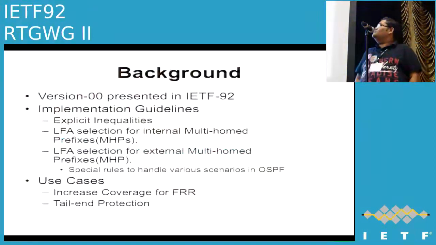So in the 00 version of the draft, we have given implementation guidelines on how to do multi-home prefixes and LFA selection for them, and we have given explicit inequalities for implementers, to facilitate implementers, as well as methods for LFA selection for internal MHPs as well as for external MHPs, because we did see some special cases need to be handled for the OSPF scenarios. The use case of this is mostly to increase the coverage for FRR and also utilize it for tail-end protection. Next slide.